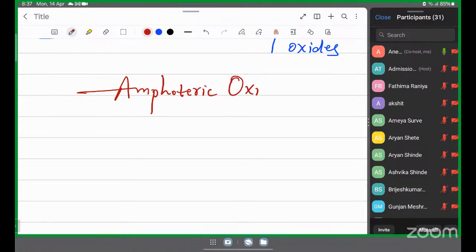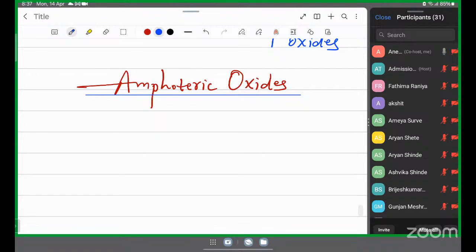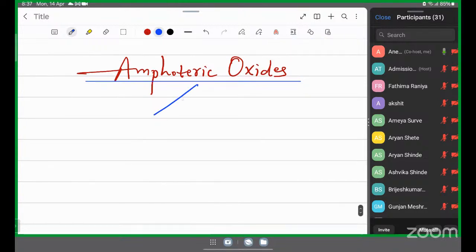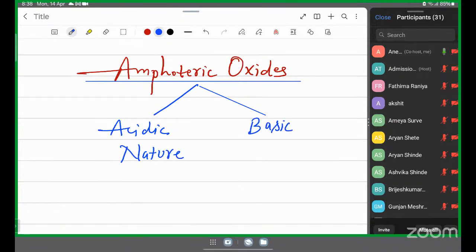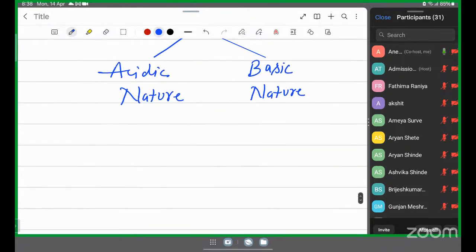Amphoteric oxides, you should know this, it is from 10th class. Amphoteric oxides are the oxides which give both types of nature, acidic nature as well as basic nature, which means if you are treating this oxide with a base, it will behave as an acid, and if you are treating it with an acid, it will behave as a base. So both types of nature are given by these oxides, and hence these oxides are amphoteric oxides.